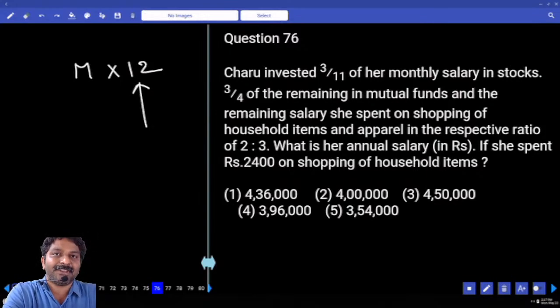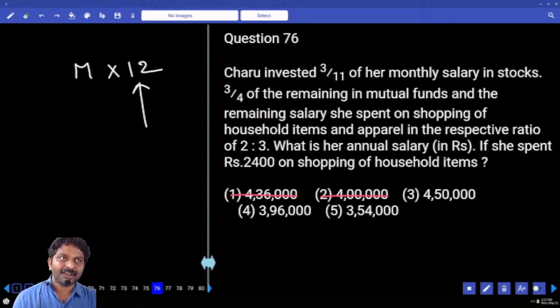12 is a multiple of 3. Can it be first option? Can it be second option? Can it be third option? Can it be fourth option? Can it be fifth option? Yes or no? Yes, 3 multiply.